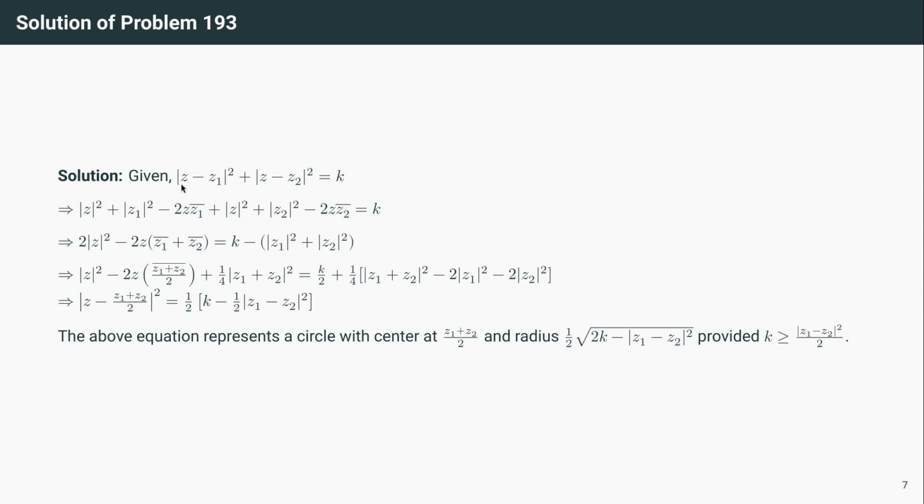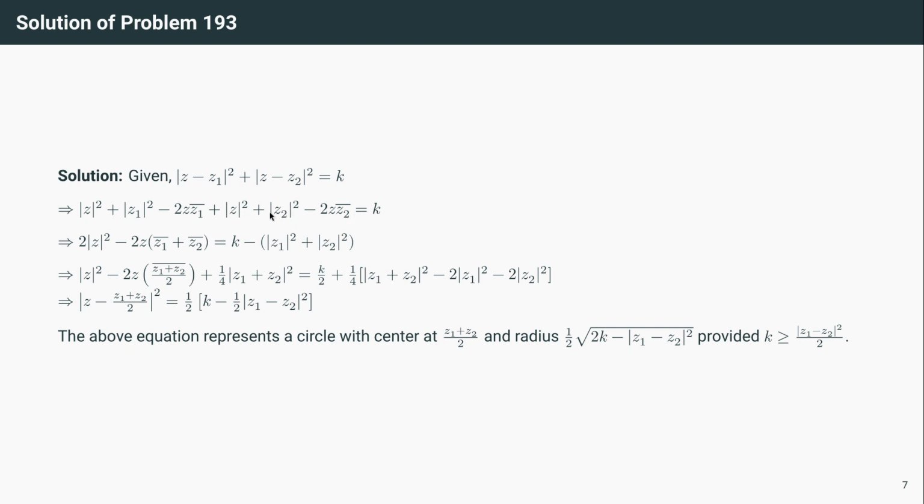So we are given that |z - z1|² + |z - z2|² is equal to k. So we expand it, we get |z|² + |z1|² - 2z z1 bar + |z|² + |z2|² - 2z z2 bar is equal to k.